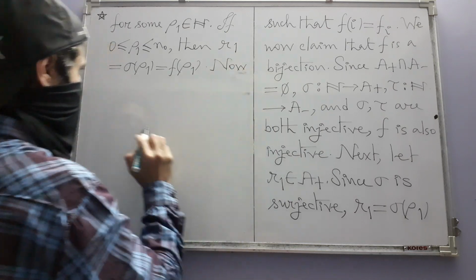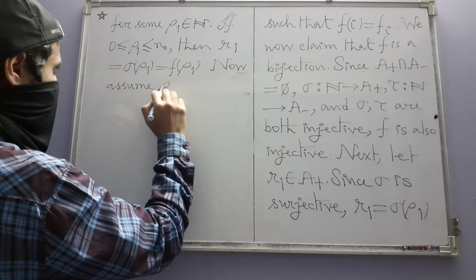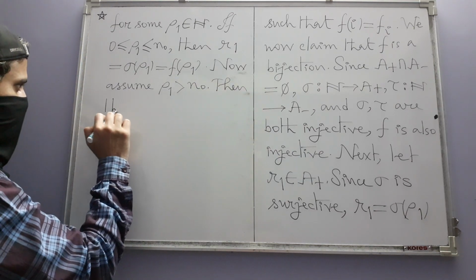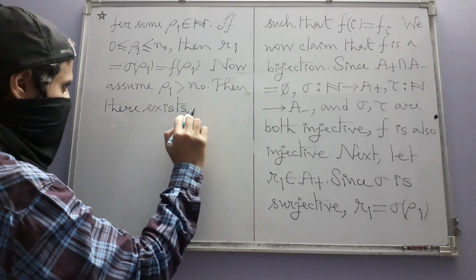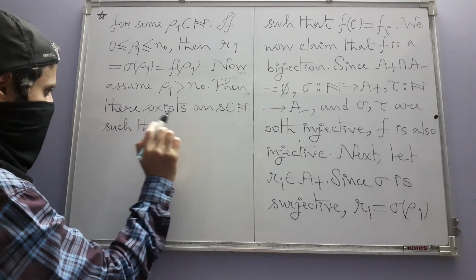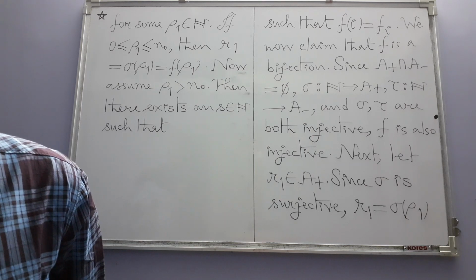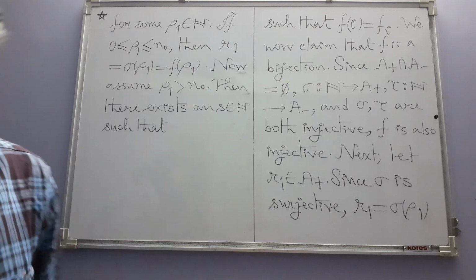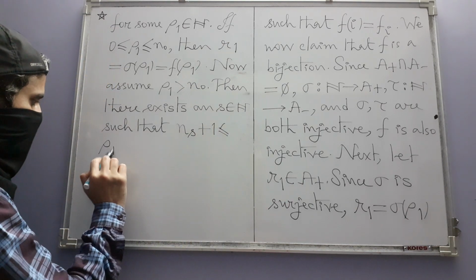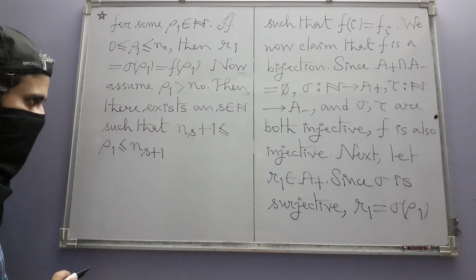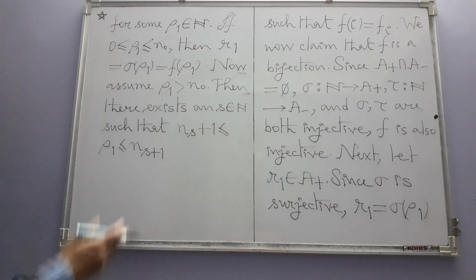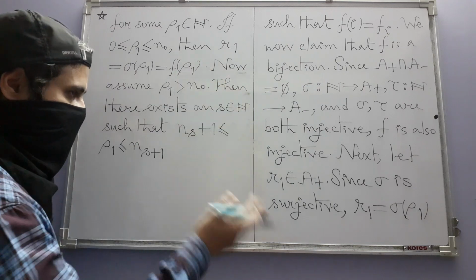Now assume that rho 1 is greater than n naught. Then there exists an S in N such that Ns plus 1 is less than or equal to rho 1, which is less than or equal to Ns plus 1. I am not again going to explain how we are having this. You just go back to the definition of F. There you will see that such an S exists. We have already gone through it once, right?